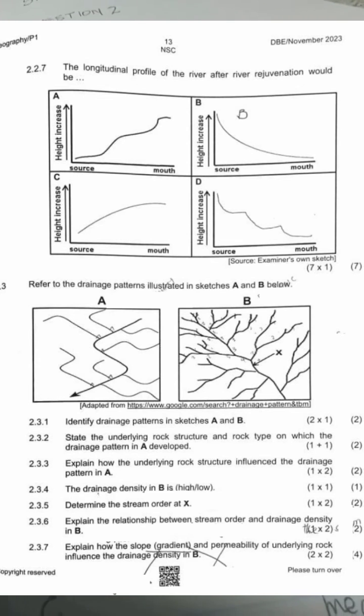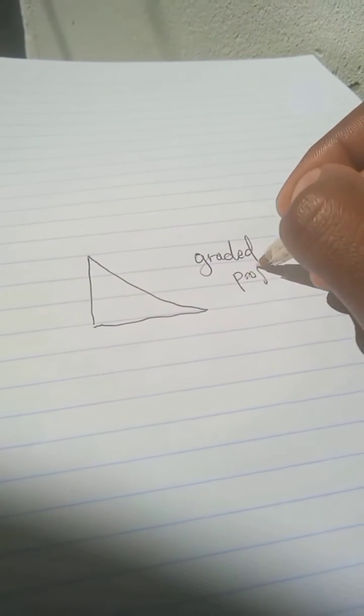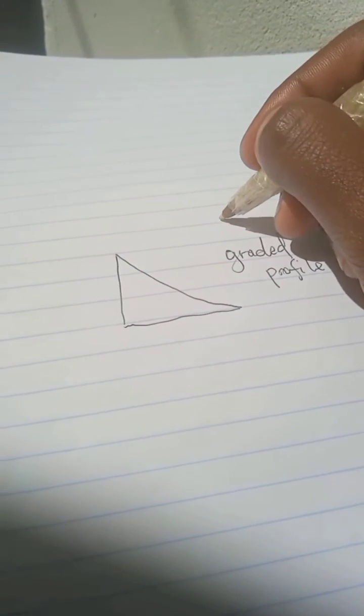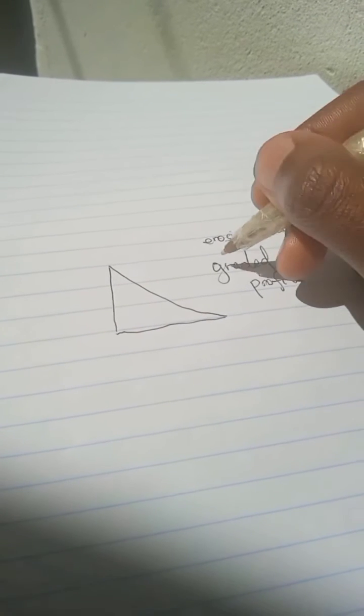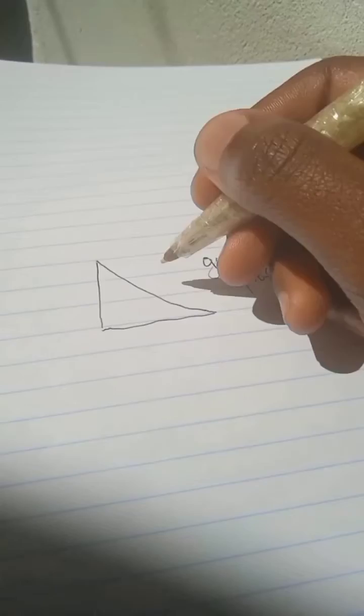First of all, let's look at this. Normally, if you have a balance between erosion and deposition, this is the type of profile that you would form. It's also called a graded profile. This is when there is a balance between the speed at which erosion is occurring and the speed at which deposition is occurring. Deposition is occurring at the same speed as erosion. So then you would form this.